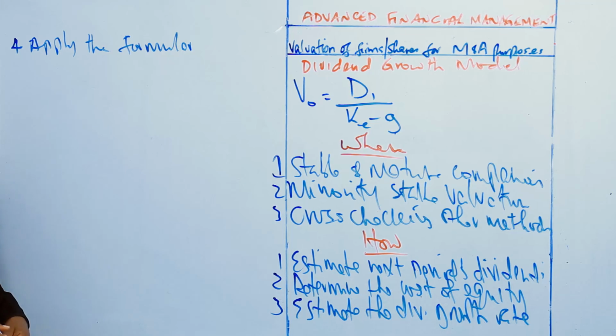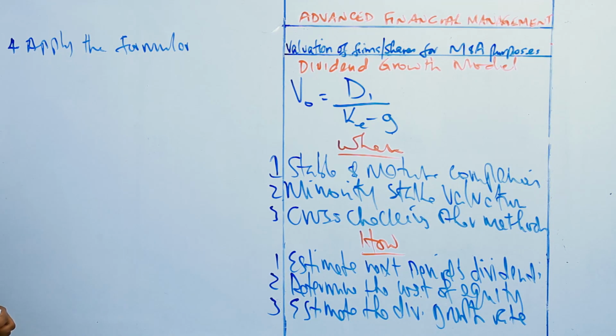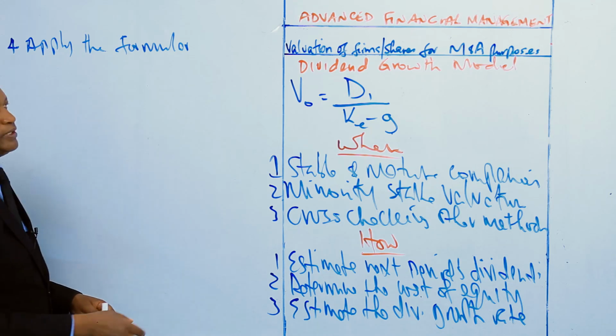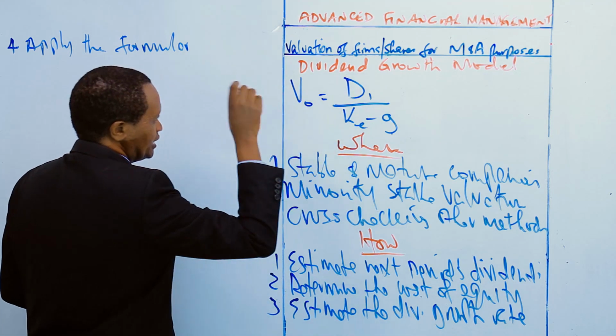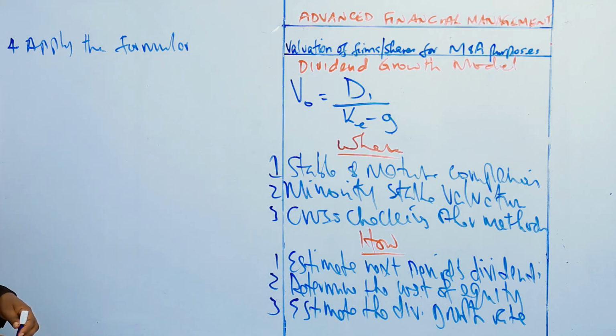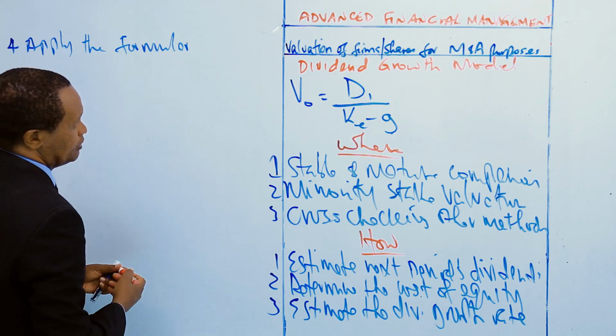Apply the formula. Plug the values into the formula to calculate the company's value. Plug in to this formula, then get the value. That's how you go about it. You understand, candidates? Yes, it's a very straightforward procedure.